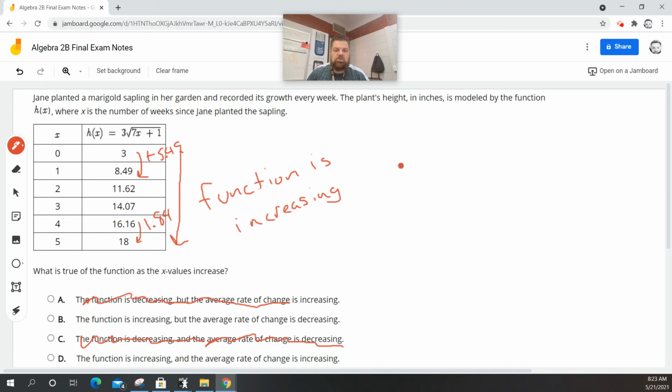So the average rate of change is not increasing, it is decreasing. Average rate of change is decreasing. So B is the answer. Okay? And that's it.